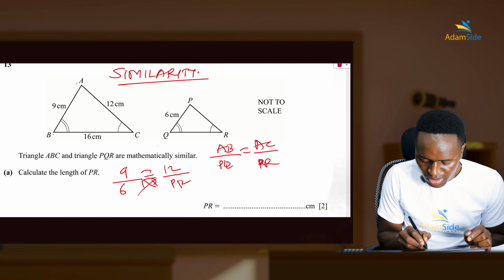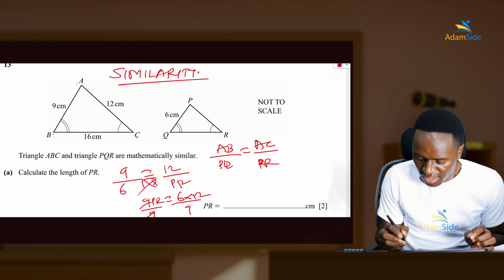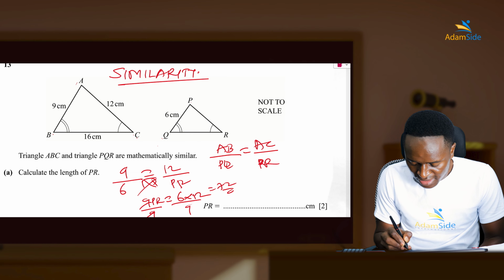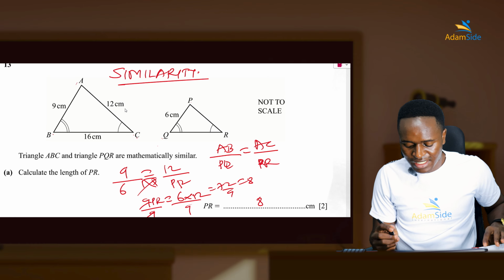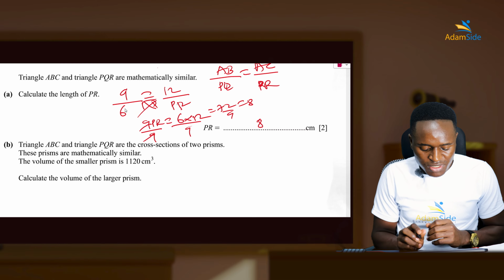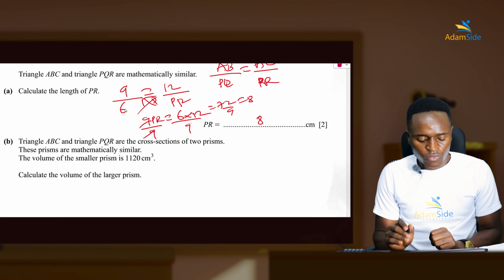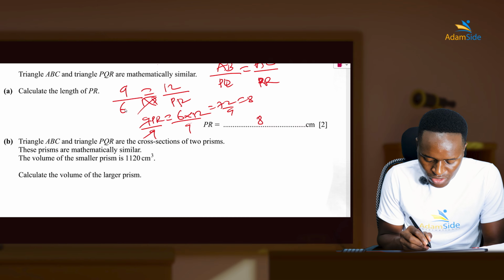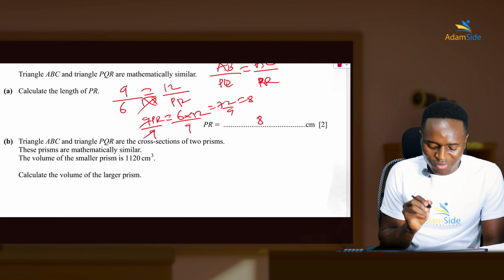Then cross multiply. 9 PR is equal to 6 times 12. So divide by 9 to get PR. 6 times 12 is 72, divided by 9 is 8. So PR is 8 centimeter. You get the answer like that. Triangle ABC and triangle PQR are cross sections of 2 prisms. These prisms are mathematically similar. The volume of the smaller prism is 1,120 cubic centimeter. Calculate the volume of the larger prism.